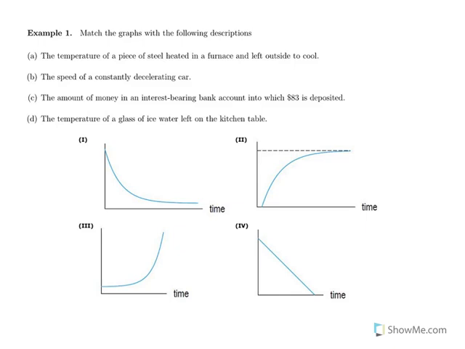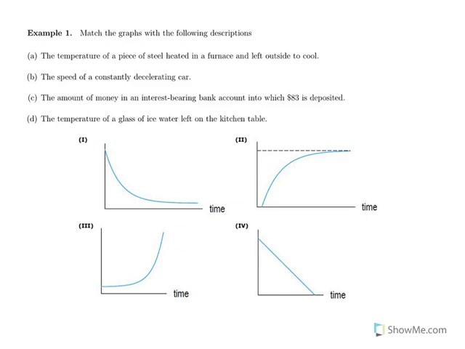So we have four things here: the temperature of a piece of steel heated in a furnace and left outside to cool, the speed of a constantly decelerating car, the amount of money in an interest-bearing bank account into which $83 is deposited, and the temperature of a glass of ice water left on the kitchen table. Note that some of these things correspond to derivatives, and some correspond to just the original function. But let's try to match these up and talk about them.